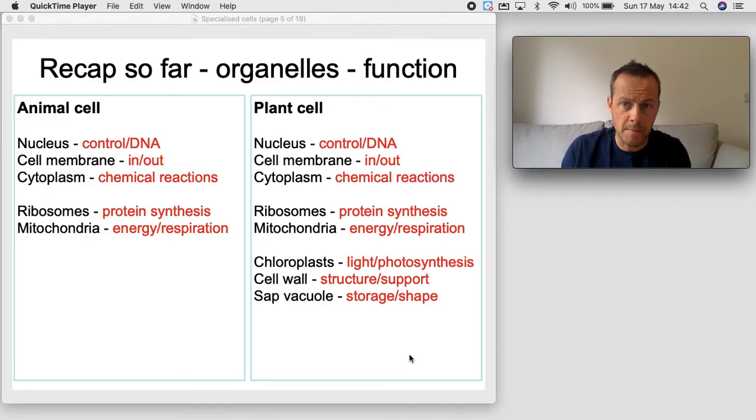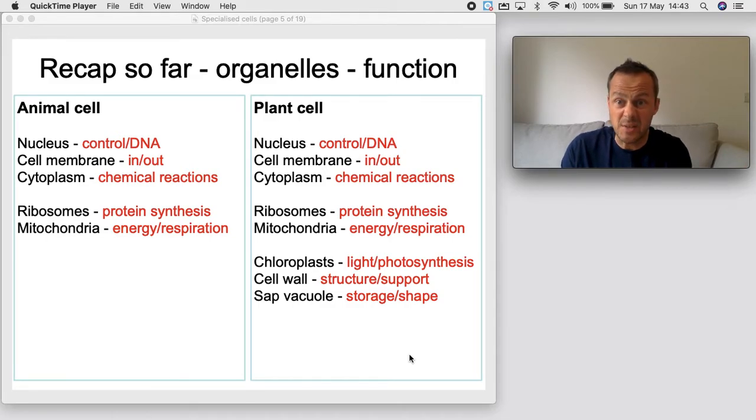Mitochondria. Mitochondria are where energy is made, or energy is released by the process of respiration. So if you can get those words in your answer, you're making sure you're getting a really high quality response to the question. The plant cell has 3 specific additional organelles. It has the chloroplasts, which absorb light for photosynthesis, the cell wall, which provides structure and support to the cell, and the sap vacuole, which provides storage and shape for the cell.